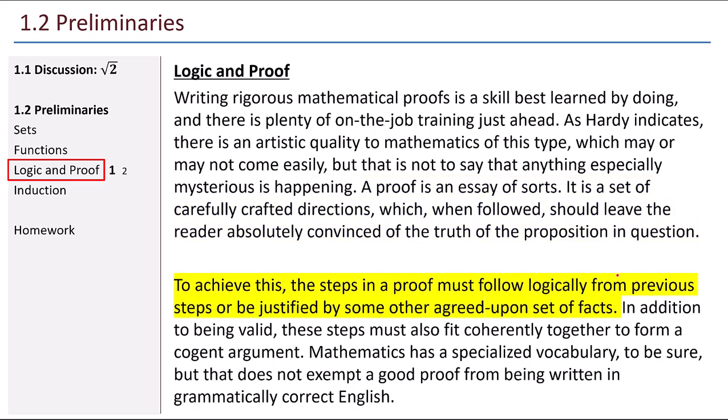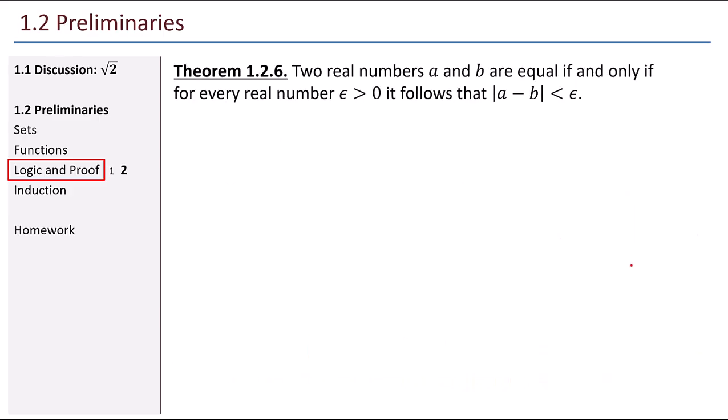To achieve this, the steps in a proof must follow logically from previous steps or be justified by some other agreed-upon set of facts. In addition to being valid, these steps must also fit coherently together to form a cogent argument. Mathematics has a specialized vocabulary, to be sure, but that does not exempt a good proof from being written in grammatically correct English. A proof is not just a string of symbols strung together. Put some English words in there, guide the reader along, explain what's happening.